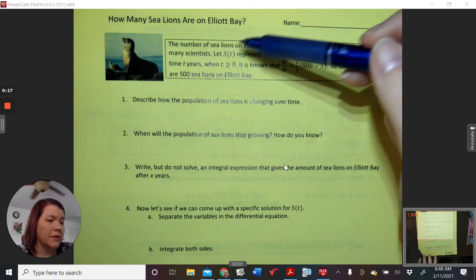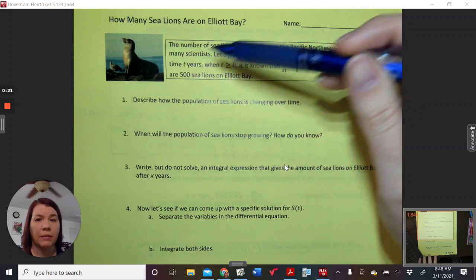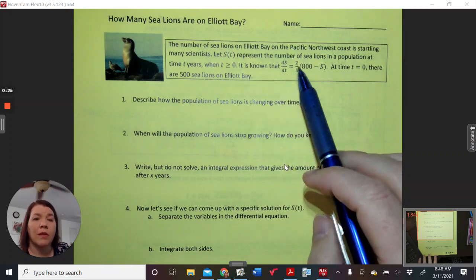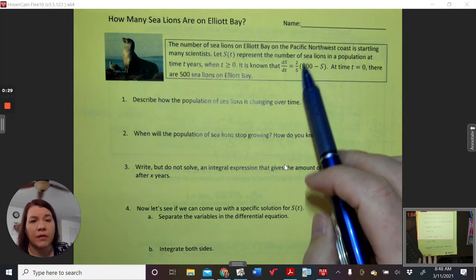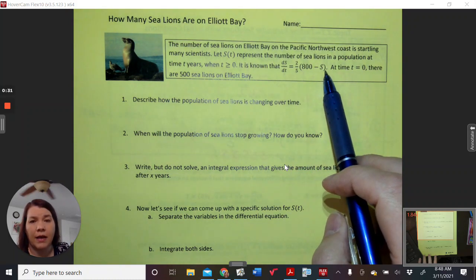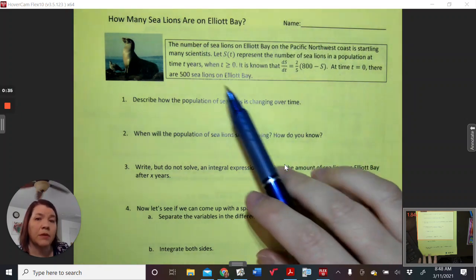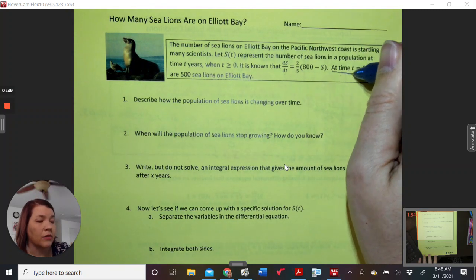Let S of t represent the number of sea lions in a population at any time t, when t is greater than or equal to 0. It is known that the derivative of s with respect to time is equal to 2/5 times (800 minus s), where s is the number of sea lions in a population. At time 0, there are 500 sea lions on Elliott Bay. That is a critical piece of information.